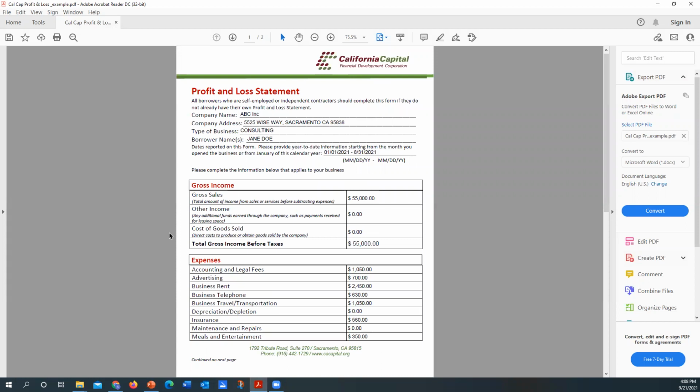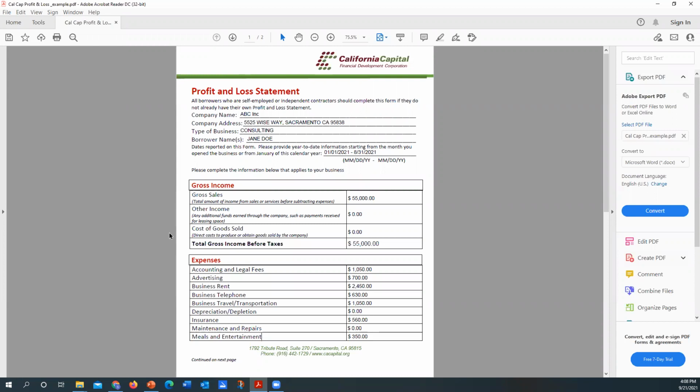Here's the profit and loss statement. You can input your company name, company address, type of business, borrower name, and then dates reported on this form. Please provide year-to-date information starting from the month you opened the business or from January of this calendar year.